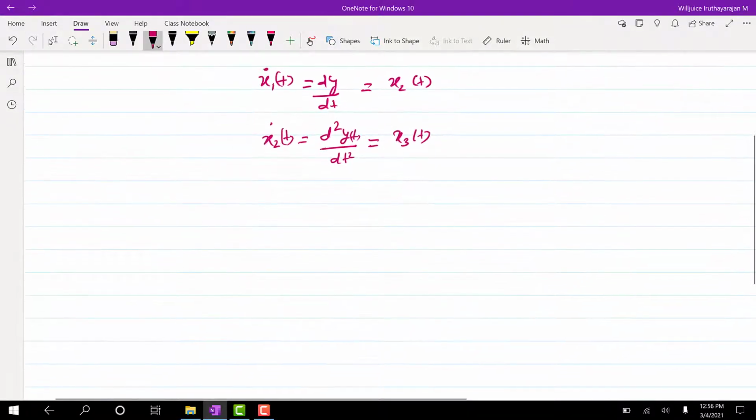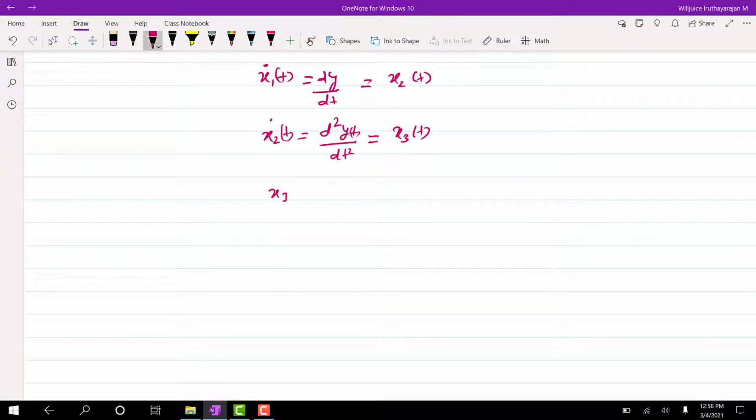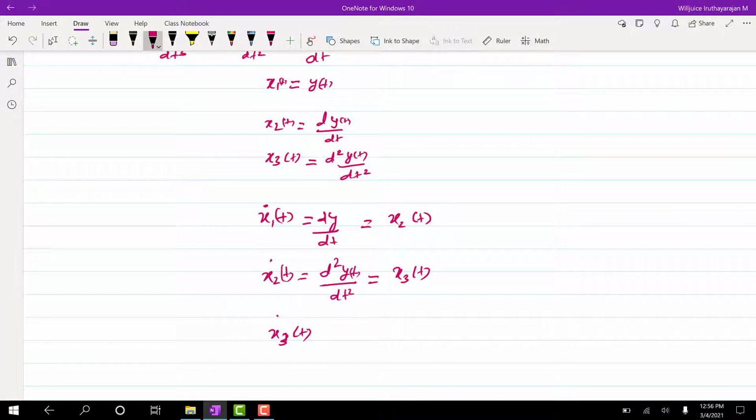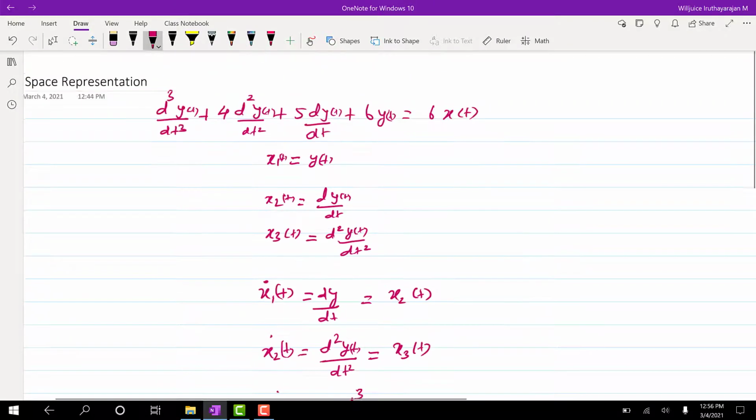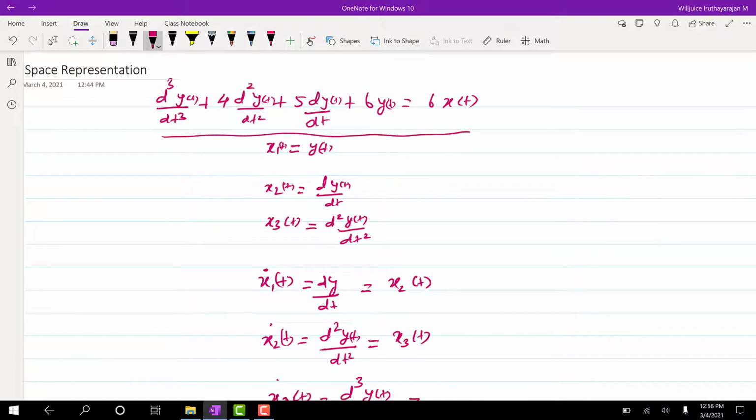Similarly, next we find x3 dot of t. x3 of t is nothing but d squared y of t by dt square, and its derivative is nothing but d3 y of t by dt cube. How are we going to obtain this d3 y of t by dt cube? It can be obtained from the given differential equation. From that we can find this term. This is what we want.